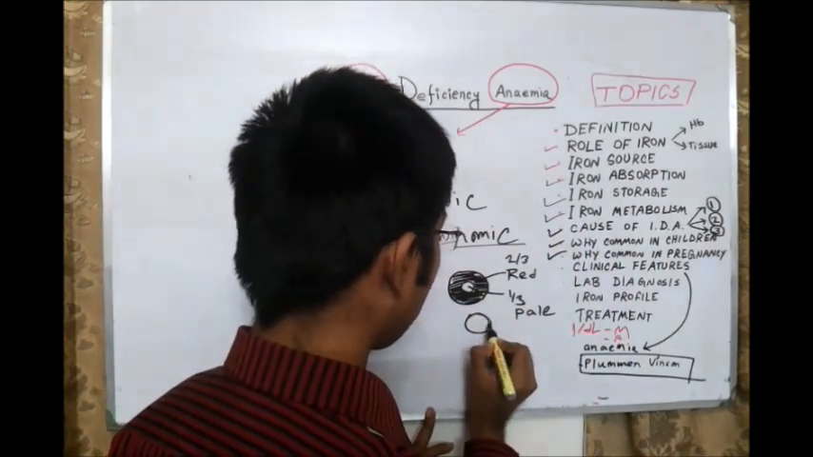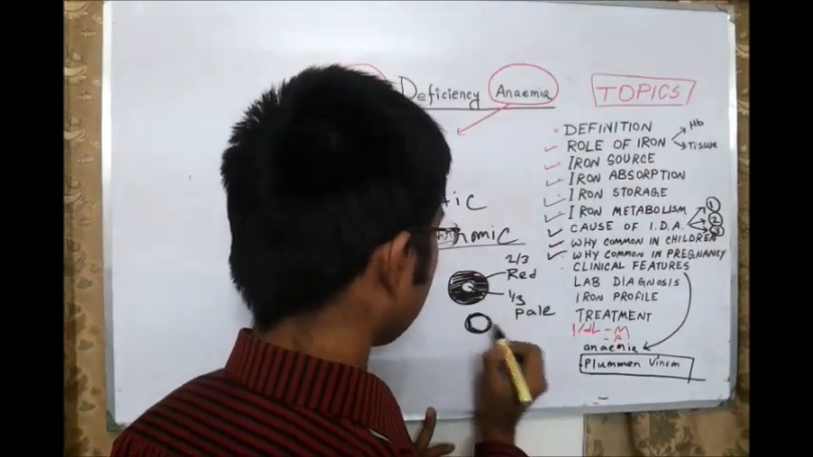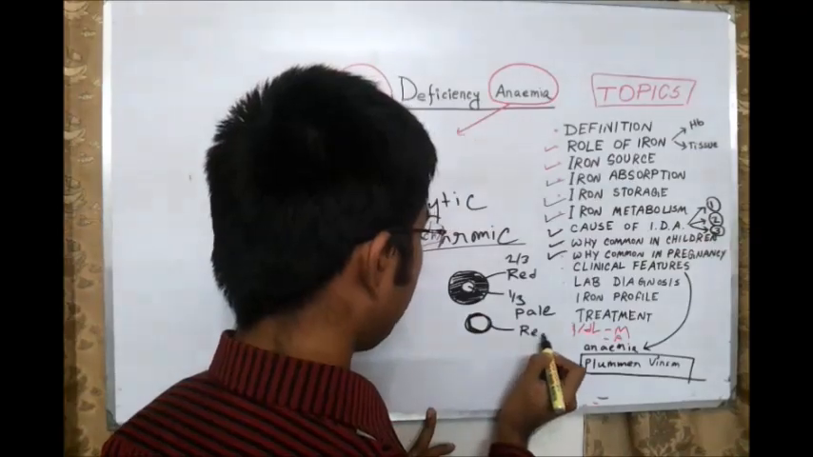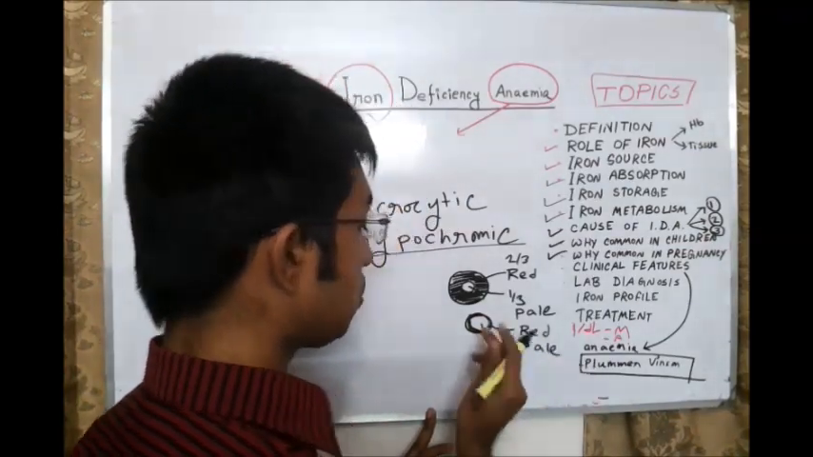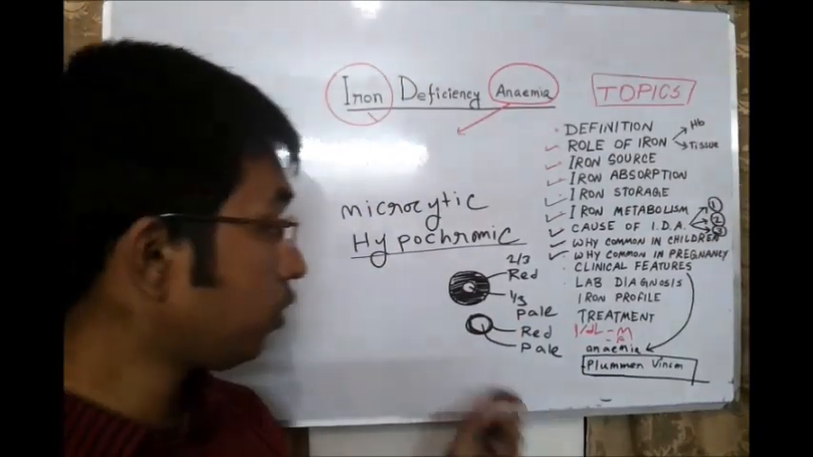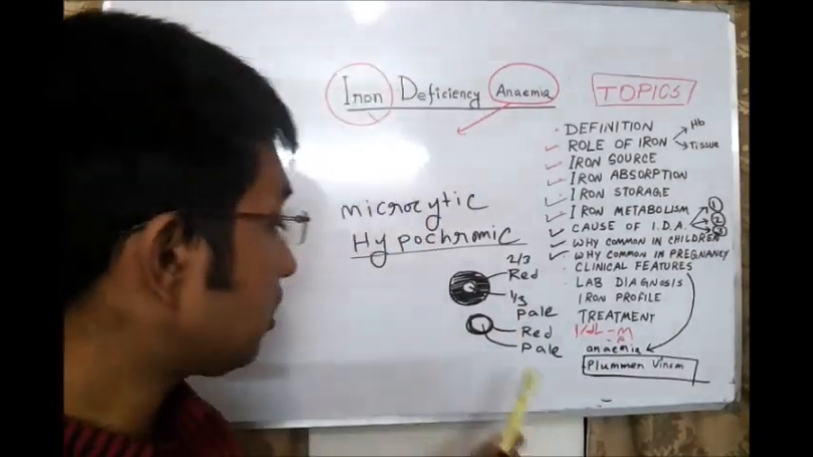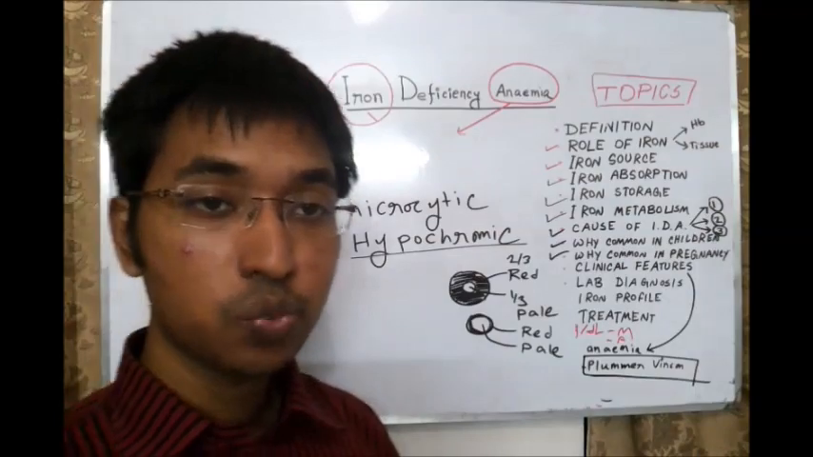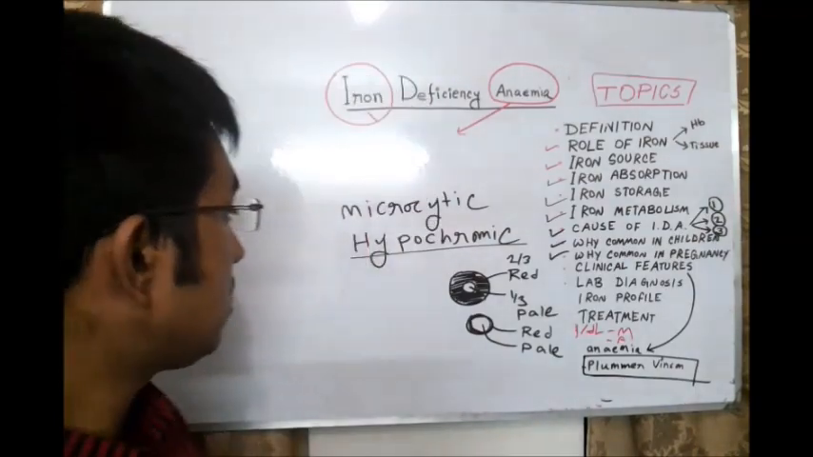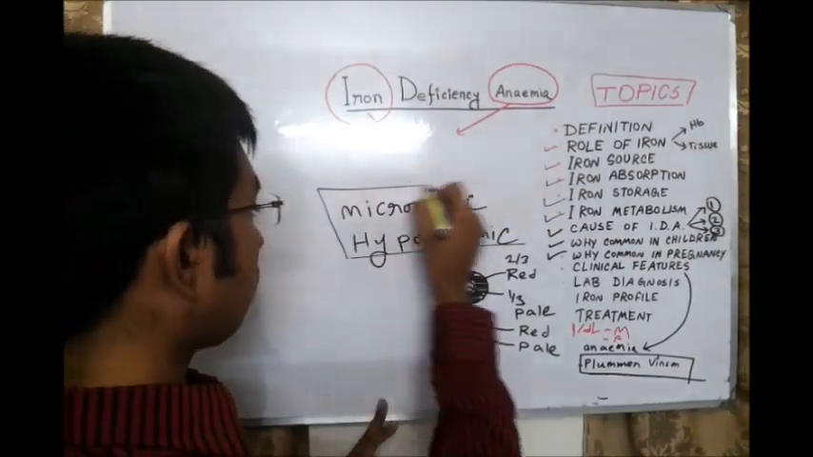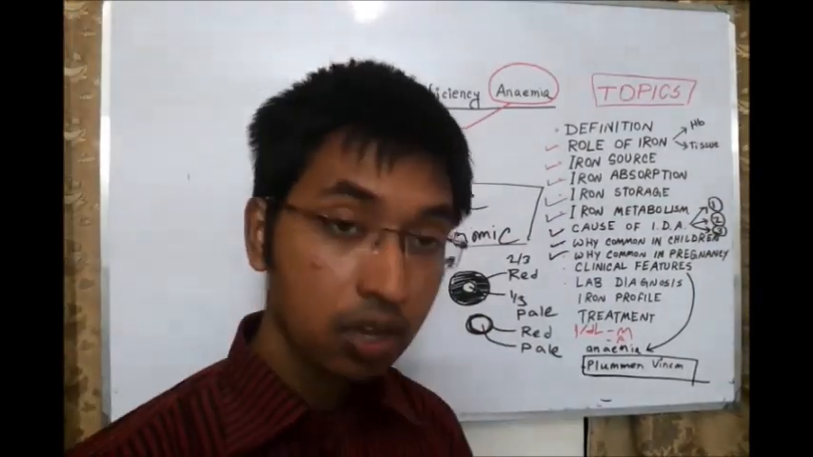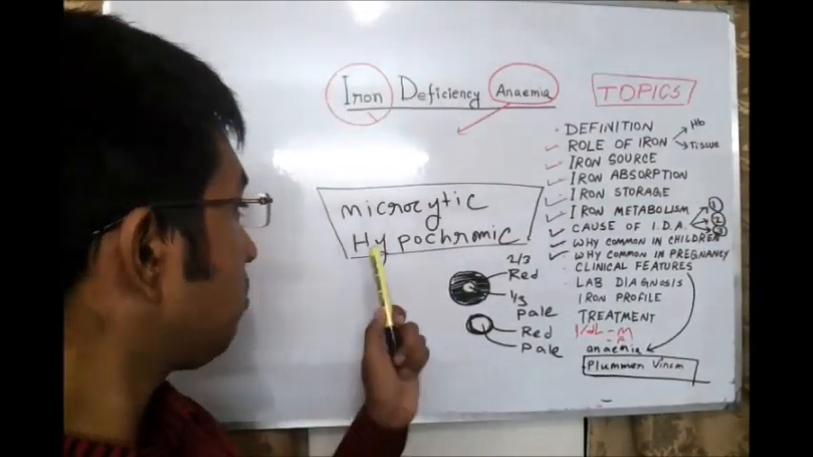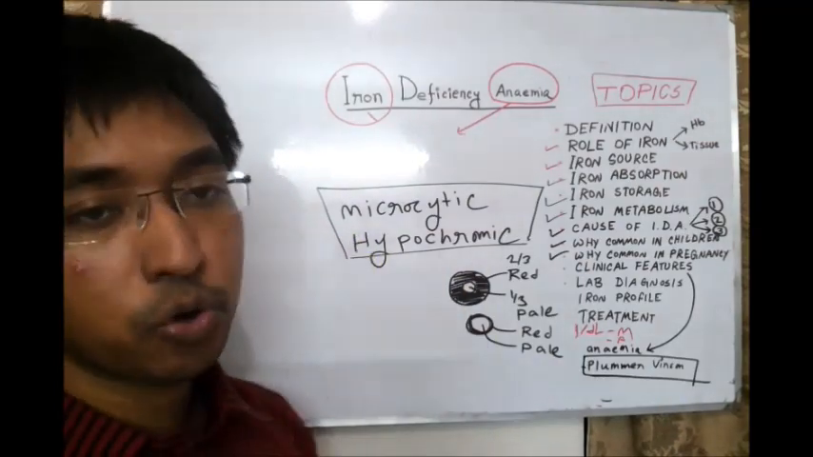So RBC will look something like this. This thing will be red, this is pale, but this one is expanding. The central pallor will be expanding and the size of the RBC will be decreasing. So this is the most important finding of iron deficiency anemia in the peripheral blood film. The blood film will be microcytic hyperchromic.